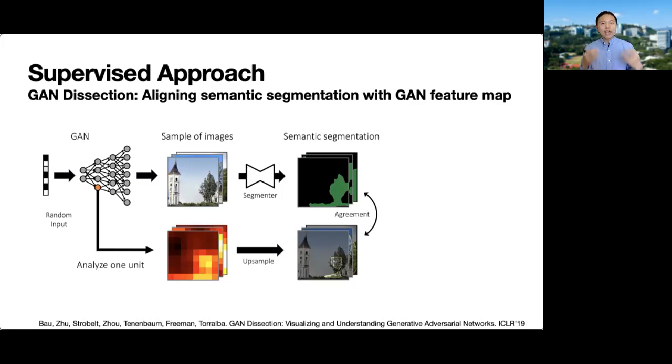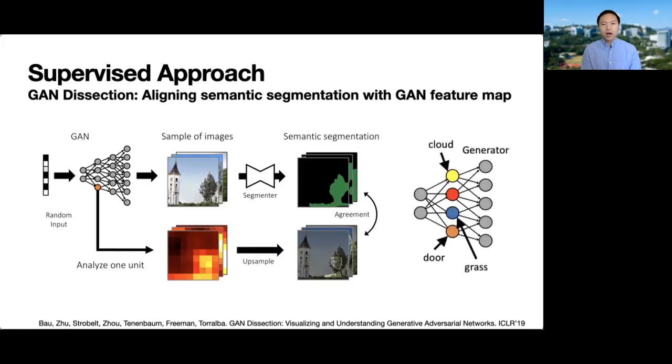The basic idea of GAN dissection is to align the semantic mask with the GAN feature map. For this output image, we can apply a semantic segmentation network and get the semantic labels for each pixel. Then we can go back into the generator and get the feature maps for some units. Then we can measure the agreement between the spatial feature map and the semantic segmentation, and associate a label with each individual unit. It turns out about 1/3 of the units have very clear meanings with high agreement.